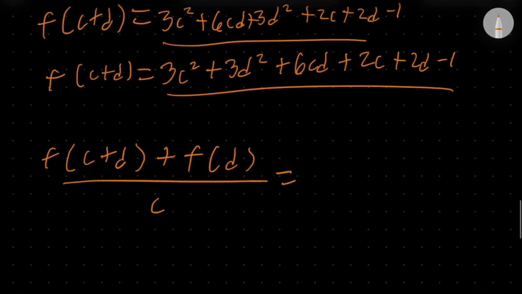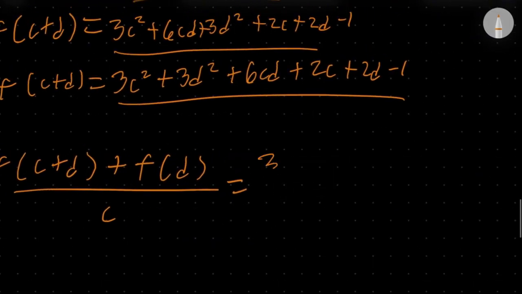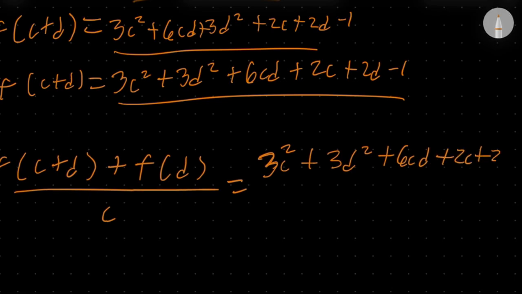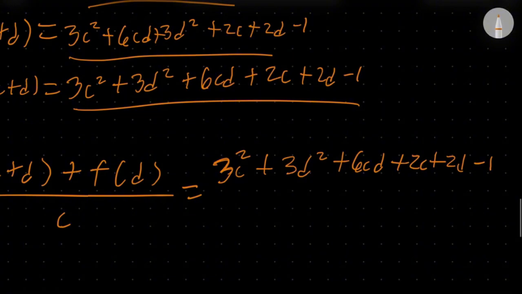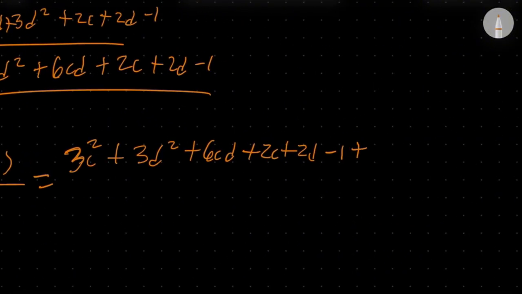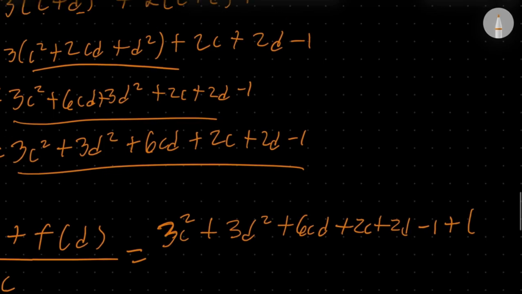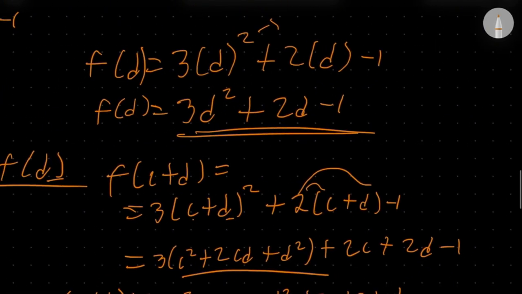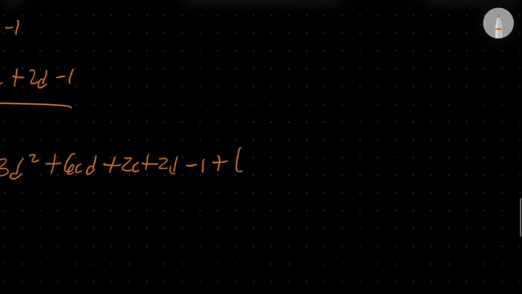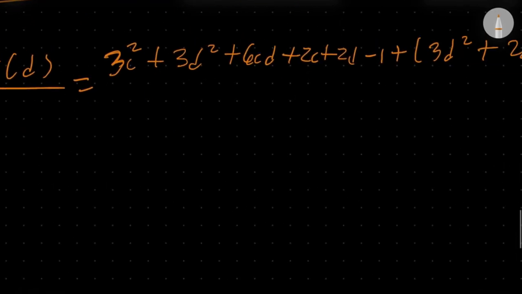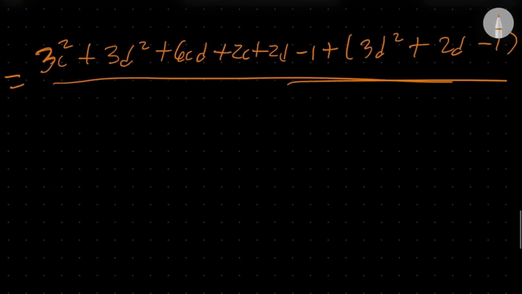Our f of c plus d is 3c squared plus 3d squared plus 6cd plus 2c plus 2d minus 1, plus our f of d is 3d squared plus 2d minus 1, over c.